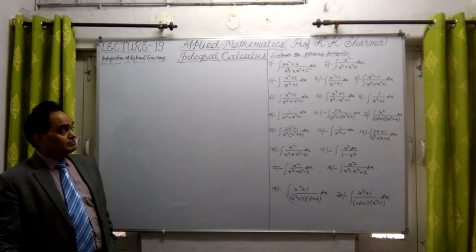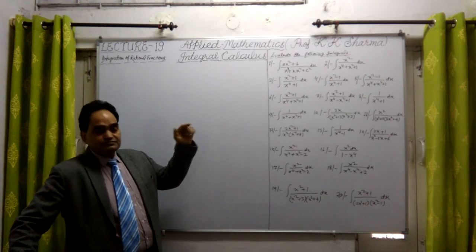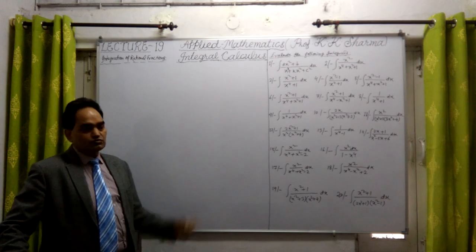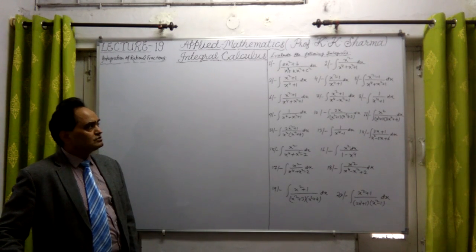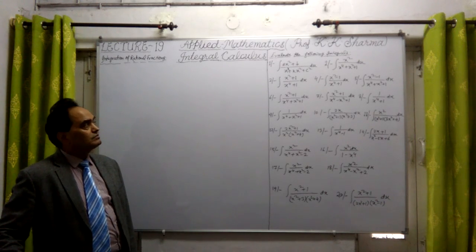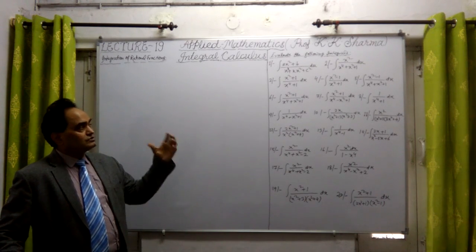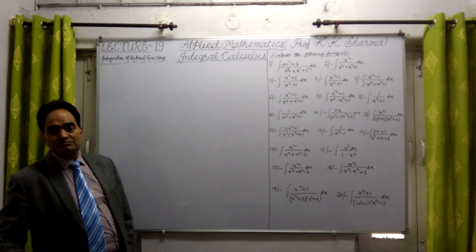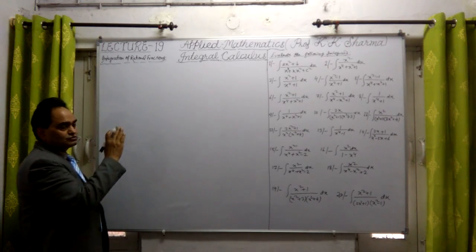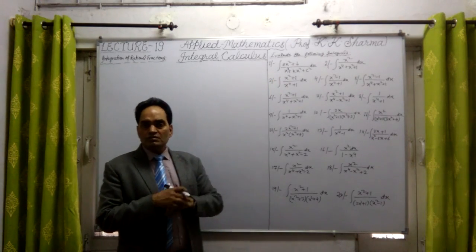For that process, we have to divide the denominator into certain forms, into 2 parts or 3 parts, whatever the situation. Mostly it is divided into 2 parts. Then the numerator is also divided into certain units, and finally we divide the denominator and numerator by x square. For example, let me explain this question, and all these questions are based upon the same type of problem.